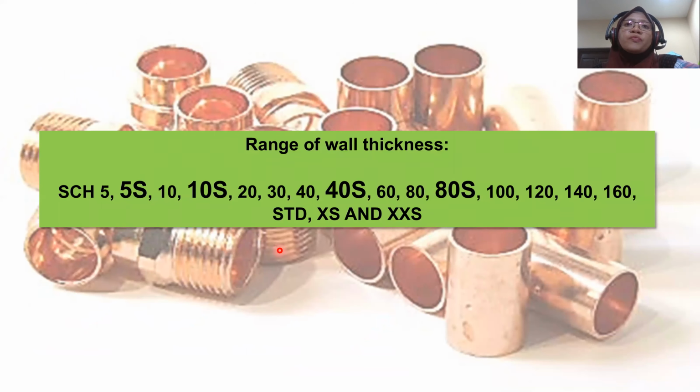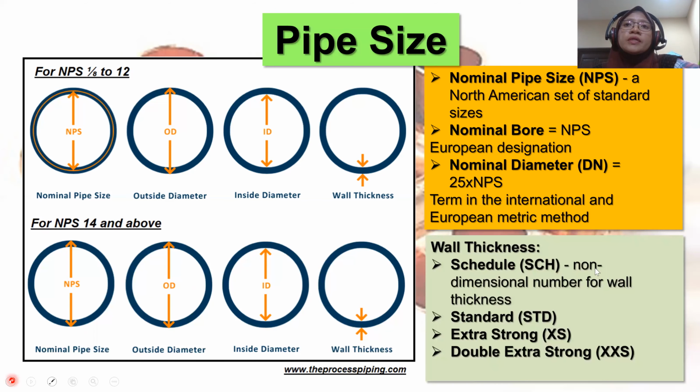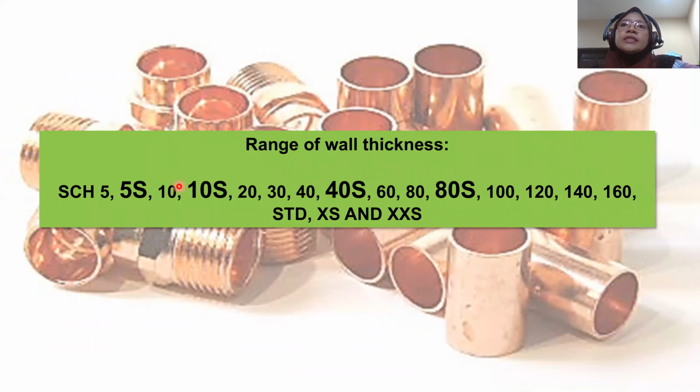While wall thickness of pipe is described by schedule, which is a non-dimensional number for wall thickness, other terminologies are standard (STD), extra strong (XS), and double extra strong (XXS). Here is the range of wall thickness.